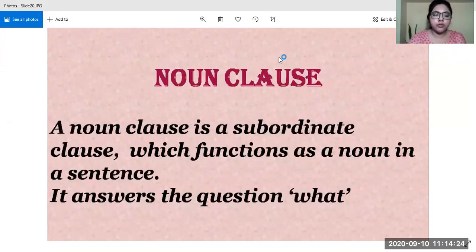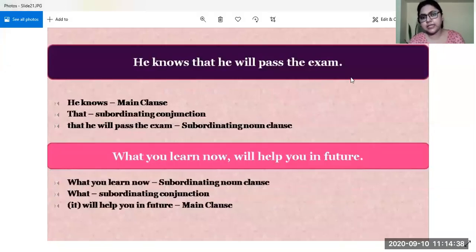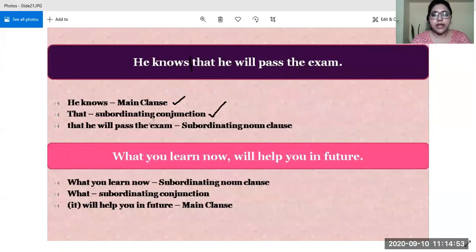So a noun clause is a subordinate clause which functions as a noun in a sentence, and it answers the question what. Let us see how. He knows that he will pass the exam. This is our sentence. And if we divide it, so he knows is the main clause. Here I have written he knows is the main clause. That is the subordinating conjunction. And the part of the sentence which begins with a subordinating conjunction, that is known as what?